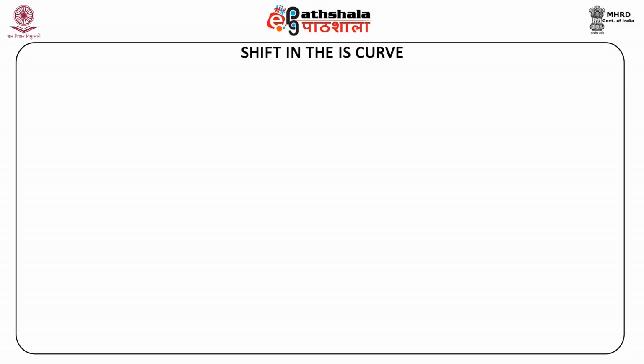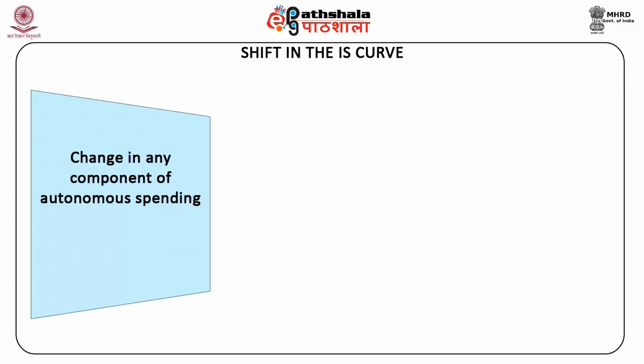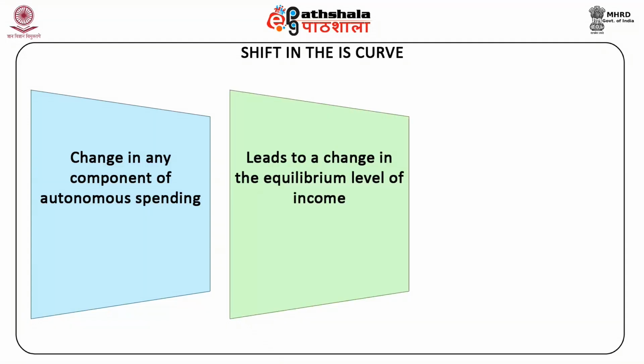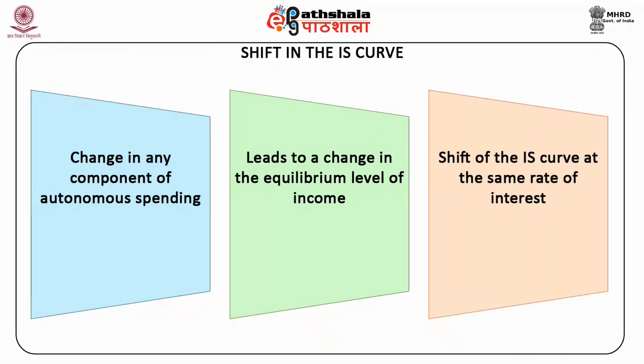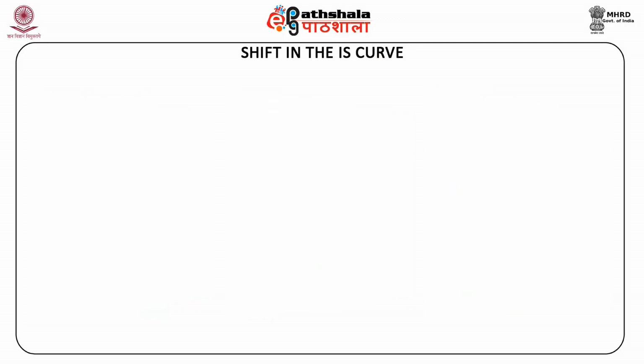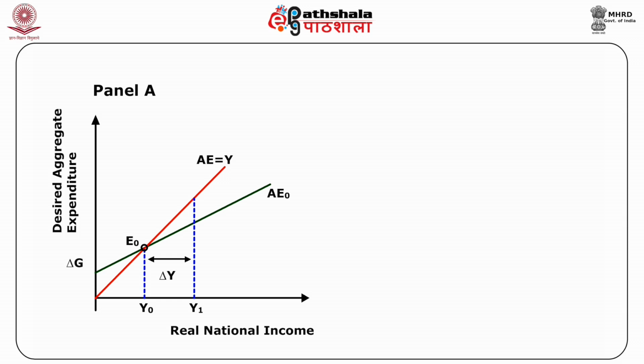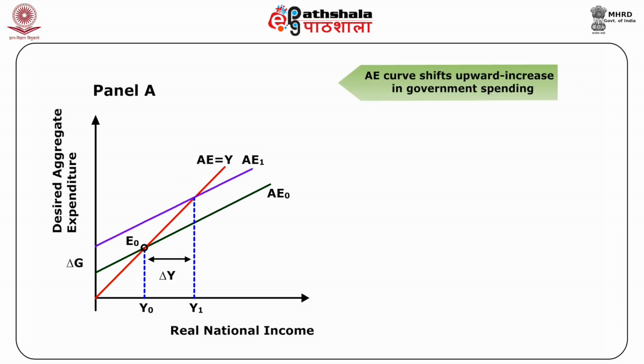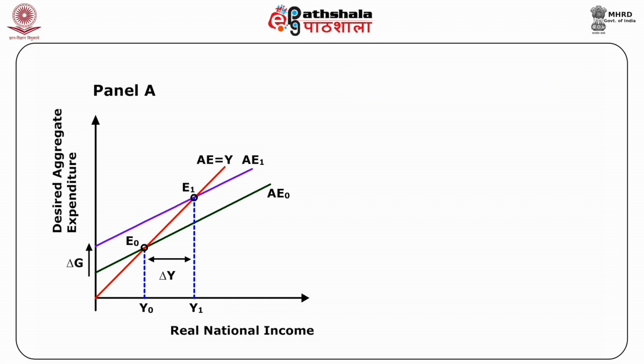Further, let us look at the shift in the IS curve. The shift in the IS curve is the result of a change in any component of autonomous spending. Whenever a change in autonomous spending, like government expenditure or autonomous investment, leads to a change in the equilibrium level of income, this change is reflected as a shift of the IS curve at the same rate of interest. Let us look at the shift in the IS curve graphically. Suppose the AE curve shifts upward as a result of an increase in government spending. This change will lead to an increase in the equilibrium level of output and income. This is shown in the figure.